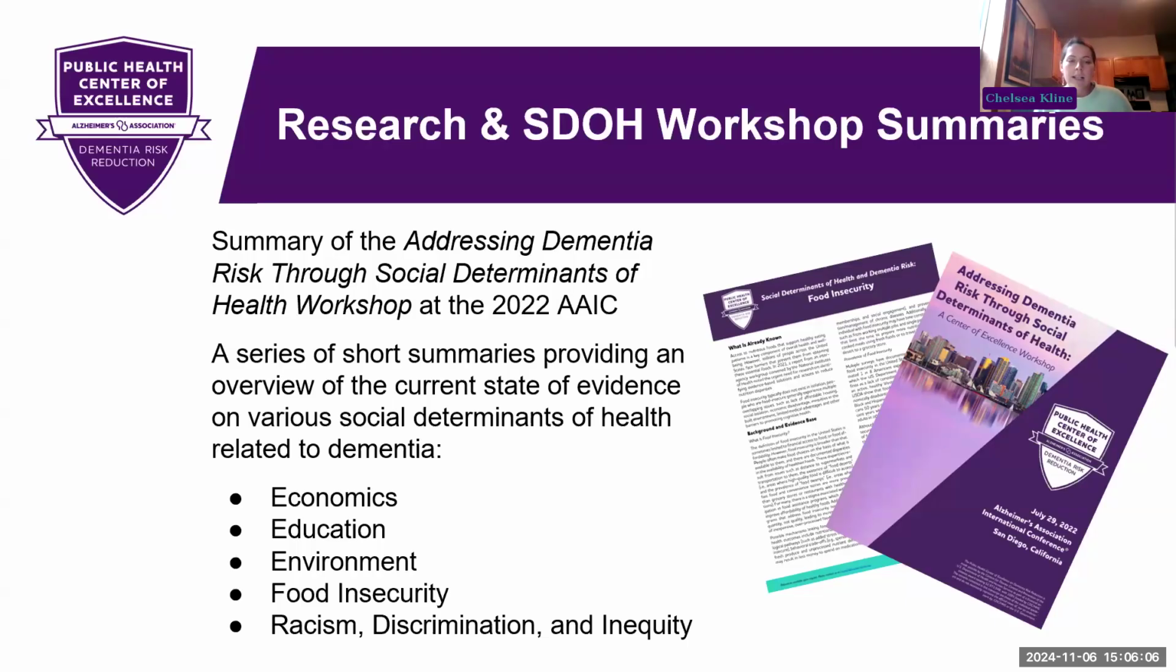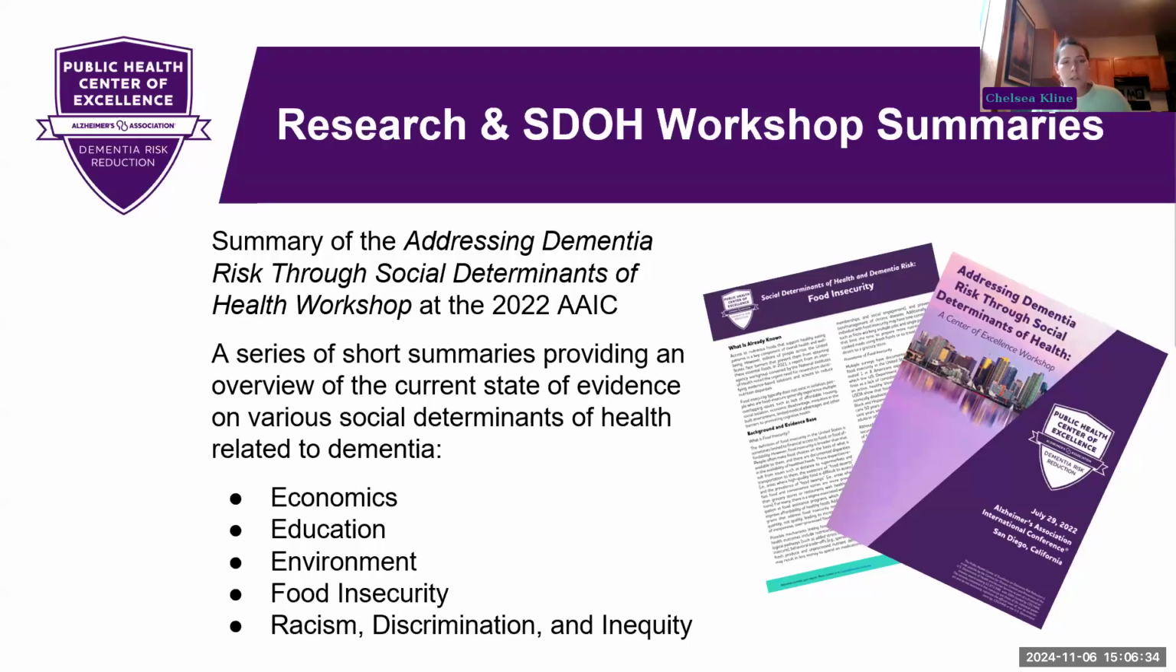So for each of these summaries, there are a few key sections. We have what is already known about that topic. What does the background and evidence base look like for those social determinants of health as potential risk factors for dementia? What are the implications for public health? And a discussion of what this means more broadly. Those are also all available on our website and are really great resources to get a better understanding of what the science looks like.